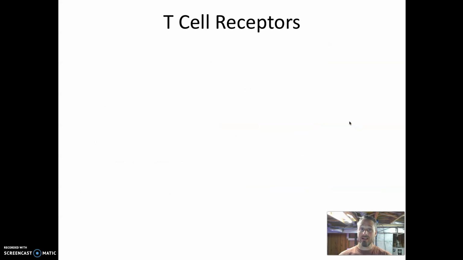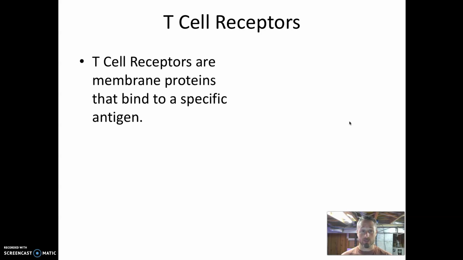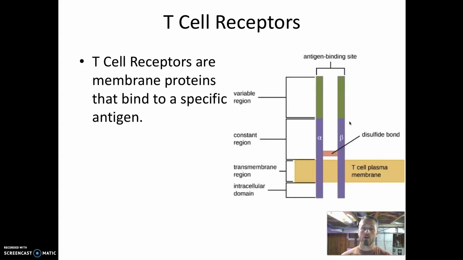So we want to add this one detail about T cell receptors. These are a critical part of a T cell. Okay, so T cells can only function if they have their T cell receptors. And so what is a T cell receptor? A T cell receptor is just a membrane protein that is capable of binding to or sticking to a specific antigen. So we could kind of see this molecule in the figure on the last slide, but let's look more closely at a T cell receptor.